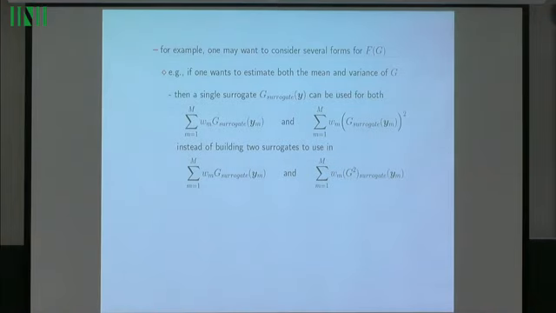Well, one is you may want to have several forms of F. So you may want to compute both the mean and the variance of this output of interest G. In which case you have a choice. You can build a single surrogate for G and use that same surrogate to compute the approximations to the mean and the variance. Or you can build two surrogates, one for G and one for G squared, and use that. So it's your choice which one you prefer to do, one or two.